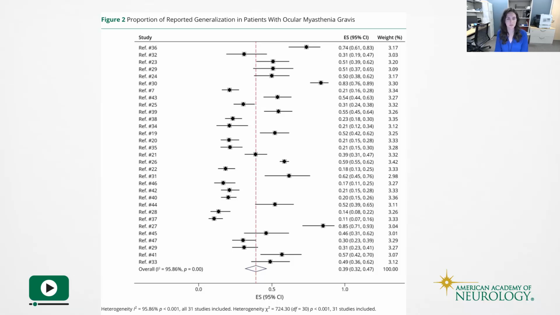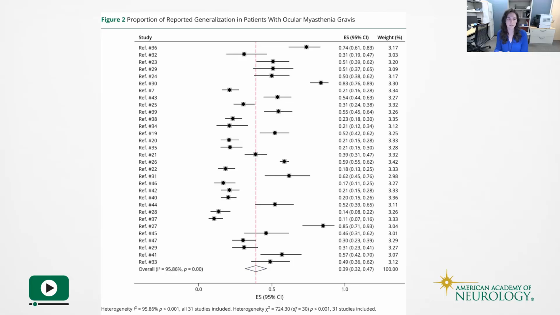And some of the other things was just the way the data was reported in each paper. So you can see some papers had only included antibody positive patients. Other papers included both seropositive and seronegative patients. And then there were kind of different definitions.